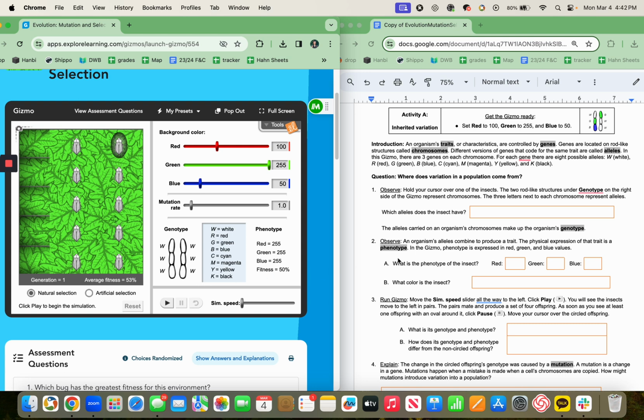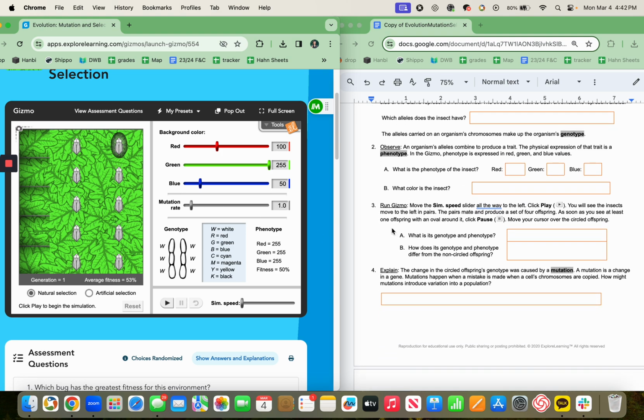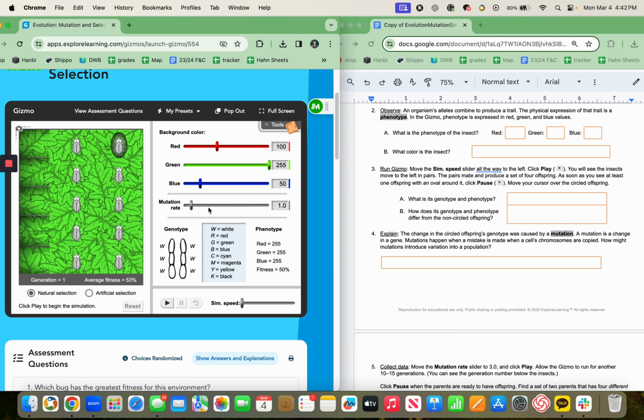These alleles are what we call the genotype. The phenotype is what the color is going to be. So the phenotype of this insect right here tells us red is 255, green is 255, blue is 255, and the color looks like it's white. Then we're going to go ahead and run the gizmo. Make sure the speed slider is at the slowest, and we're going to click play.